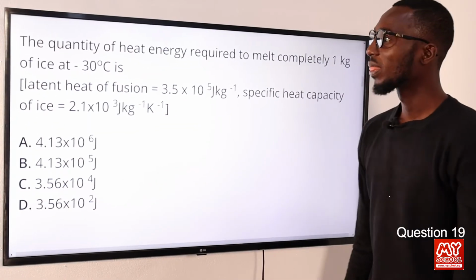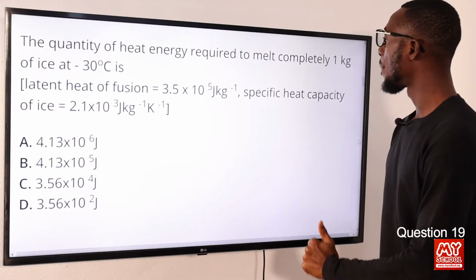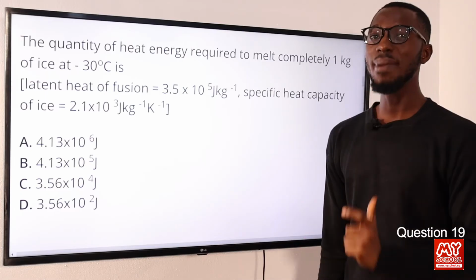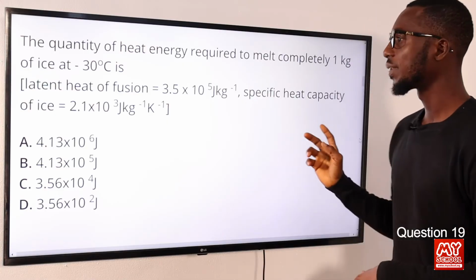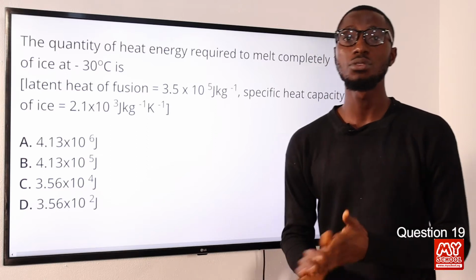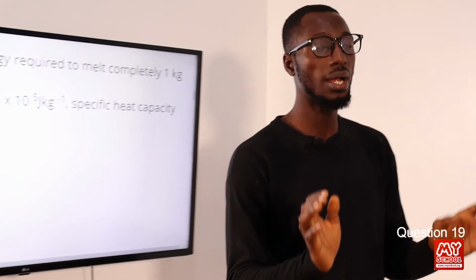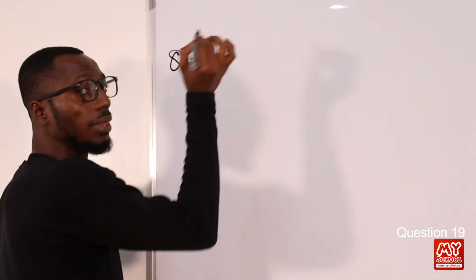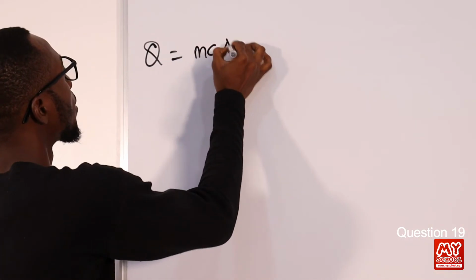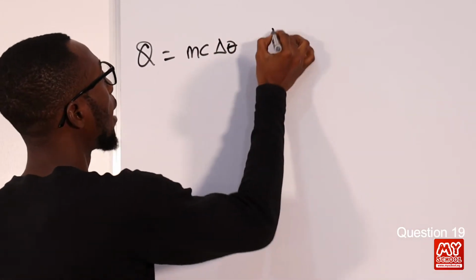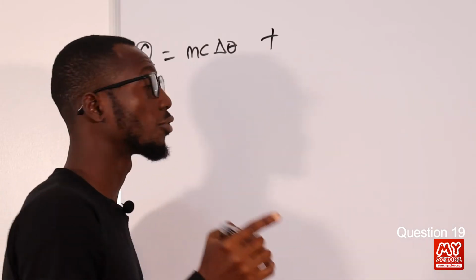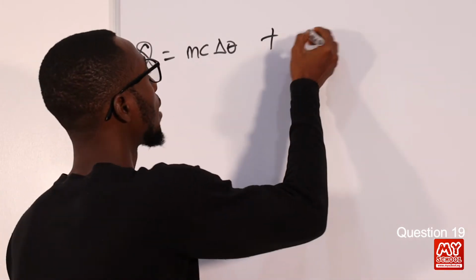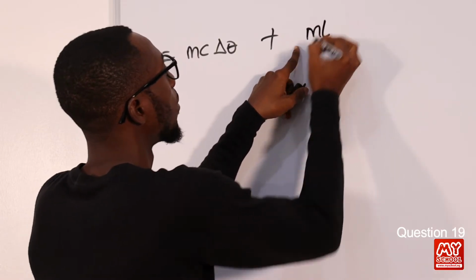Question 19. The quantity of heat required to melt completely 1 kg of ice at minus 30 degrees Celsius is what? We are given latent heat of fusion, we're given specific heat capacity of ice and what have you. So we're just going to use this very simple formula. For the total quantity of heat required, we're talking about mc delta theta, then added to the latent heat of fusion, that is giving us ml.